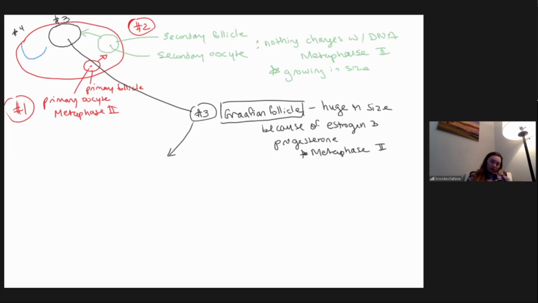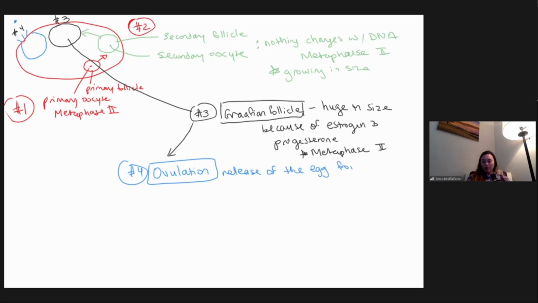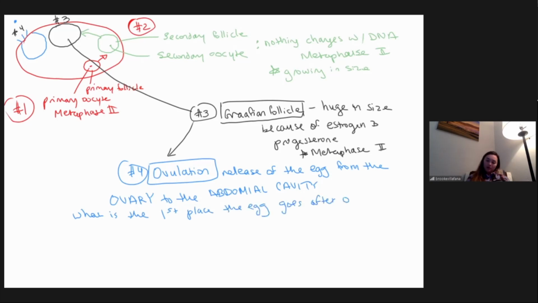Ovulation is when the actual egg bursts and it releases the egg. So essentially in ovulation, we get the release of the egg from the ovary, and this was one of my test questions, to the abdominal cavity. So on my test, it asked, what is the first place the egg goes after ovulation?